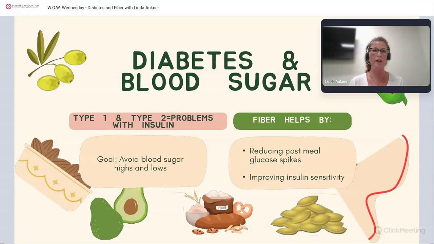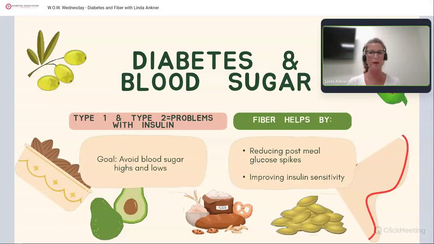So, how does fiber help with blood sugar? So, we know that both type 1 and type 2 diabetes means that there is some sort of issue with insulin. So, with type 1, it's usually that your body is not making enough insulin or making insulin. And with type 2 diabetes, it's usually an issue with how your body is utilizing the insulin. So the goal for both types of diabetes is definitely to avoid blood sugar highs and lows.